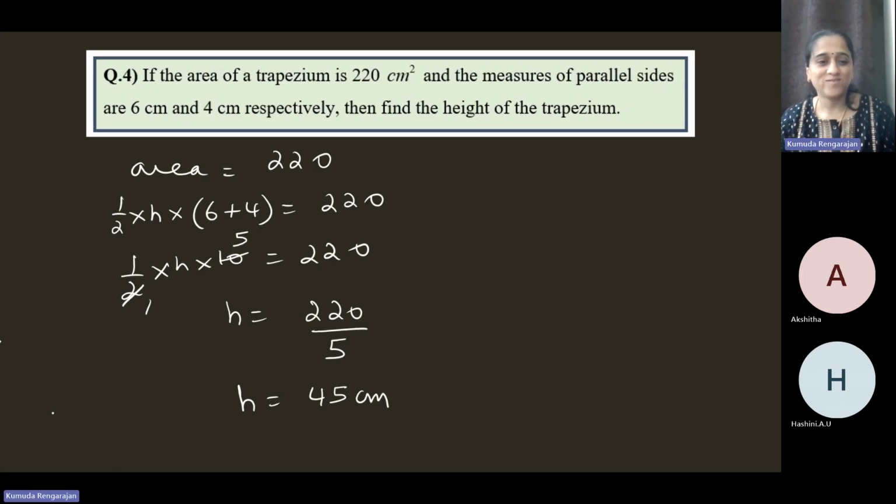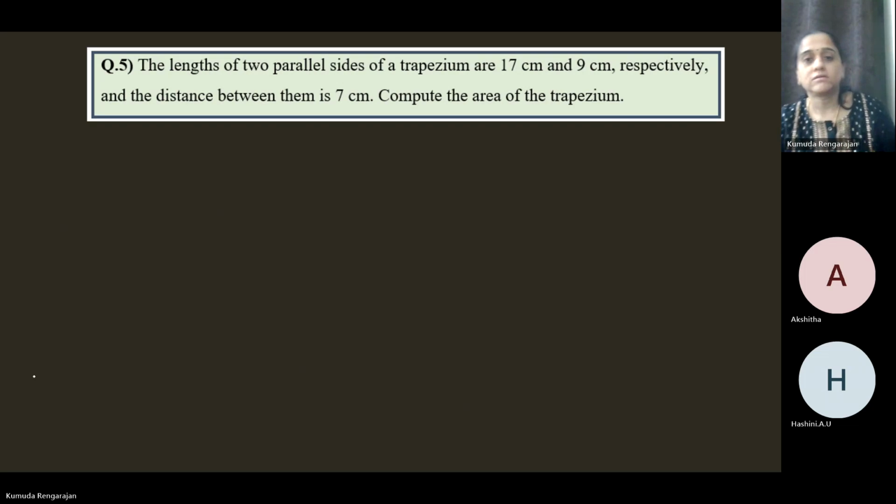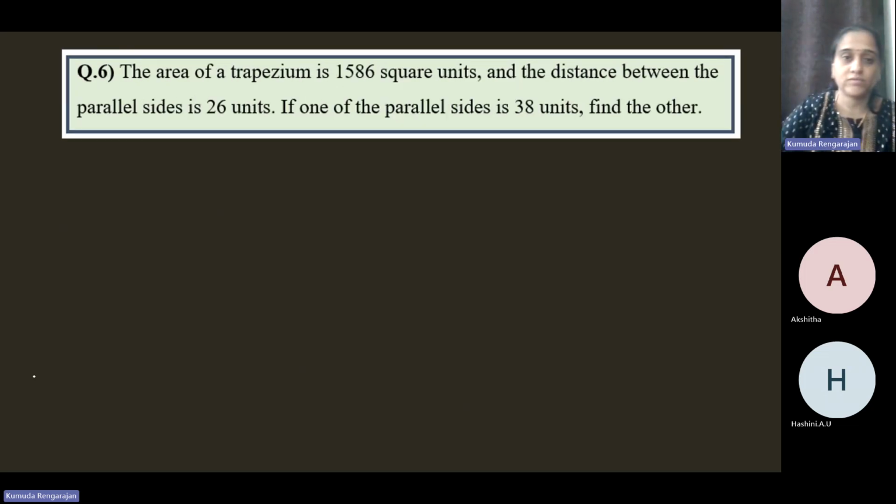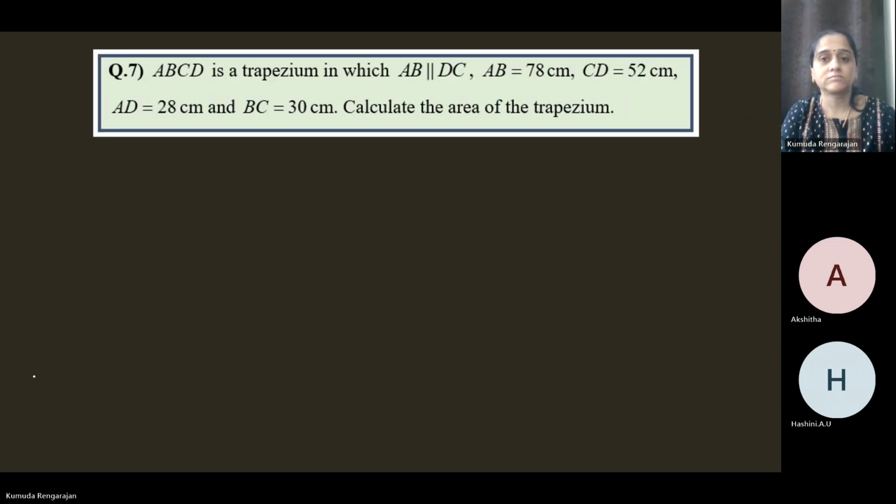44. Yeah, this is direct, find area of trapezium. This is similar. Yeah, try this.